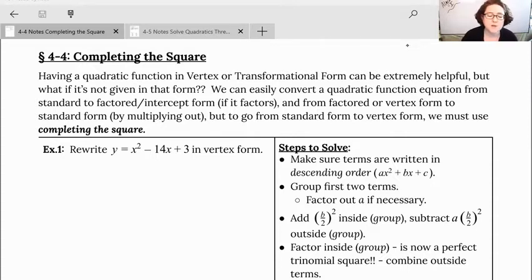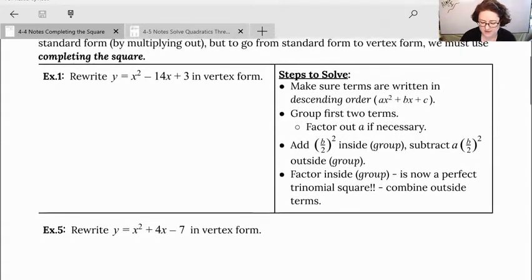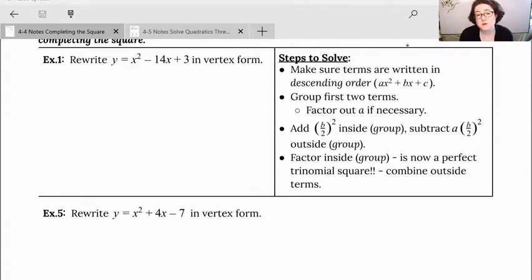So our first example, we're going to rewrite the expression y = x^2 - 14x + 3 in vertex or transformational form. We have some steps over here to the right to solve. The first thing that we always want to do is make sure that we've got everything on one side of the equation, and you'll see what I mean when we go to solve this out. In our first set of examples, we're just going to be changing things over from standard to vertex form.